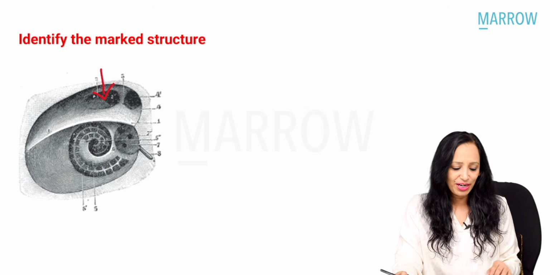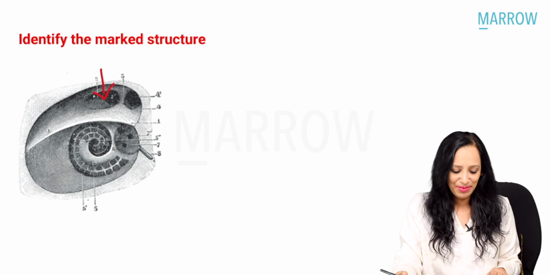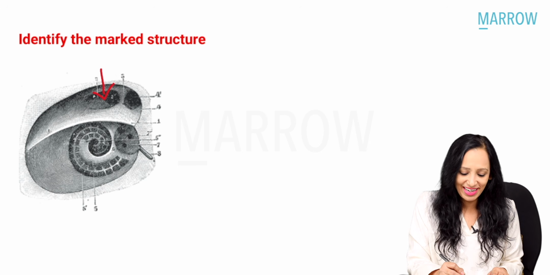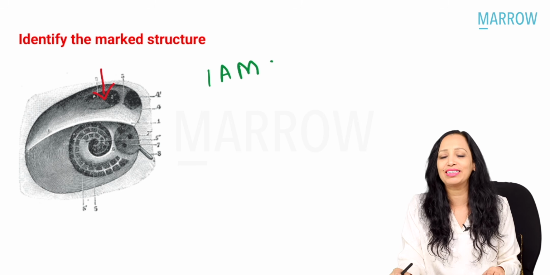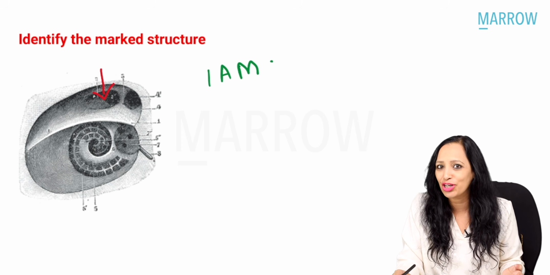So the next question, identify the marked structure. Tell me what is the answer. What are you seeing here? Yes, we can make out it is the internal acoustic meatus. What is marked is in the superior part. Tell me what is this? Facial, superior vestibular, inferior vestibular or the cochlear?